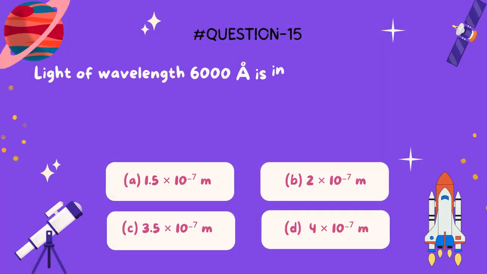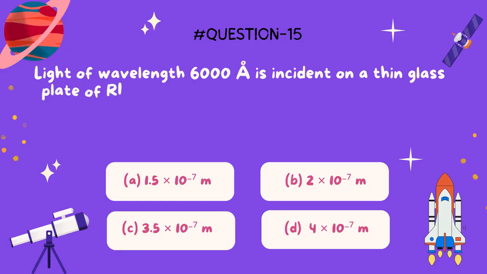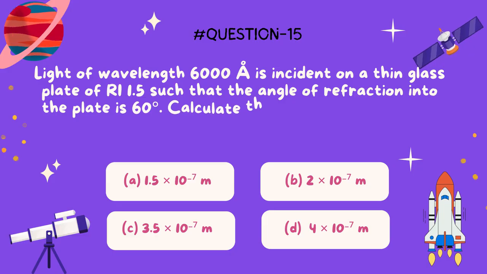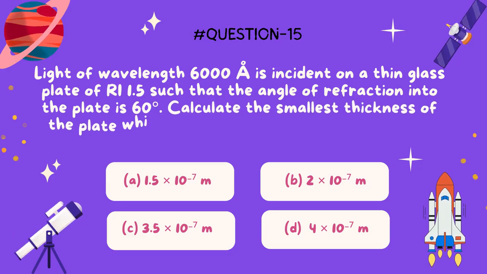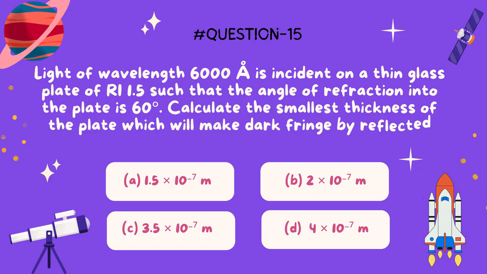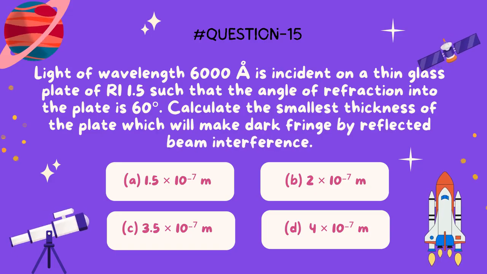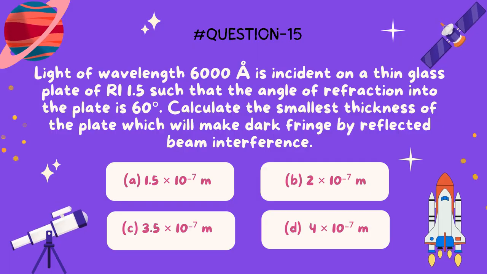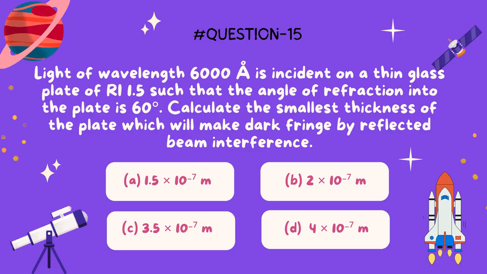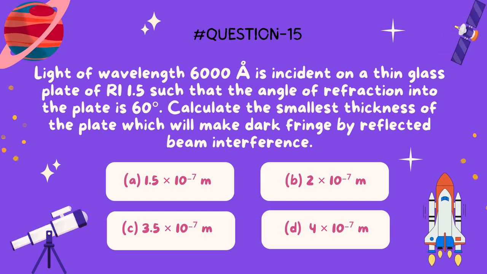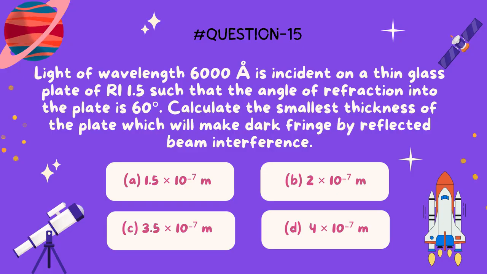15. Light of wavelength 6,000 angstrom is incident on a thin glass plate of refractive index 1.5 such that the angle of refraction into the plate is 60 degrees. Calculate the smallest thickness of the plate which will make a dark fringe by reflected beam interference. A. 1.5 times 10 raised to power negative 7 m. B. 2 times 10 raised to power negative 7 m. C. 3.5 times 10 raised to power negative 7 m.